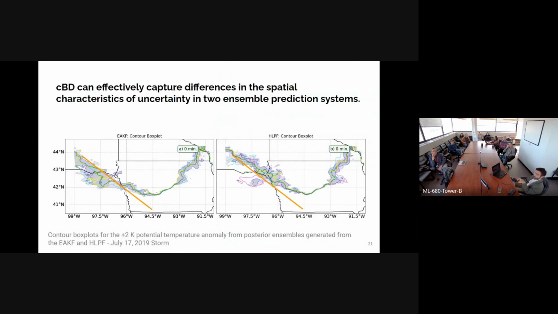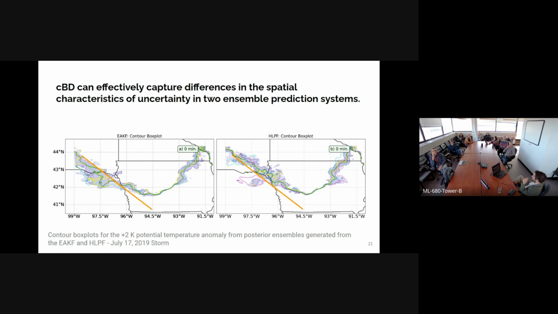Right. So going back to our motivating application of using contours to look at cold pool extent and location. What we've done here is, for two different analyses, generated contour box plots for potential temperature anomaly for this finite linear convective system that's traveling southeast over, I think that's Nebraska and a few other states there.